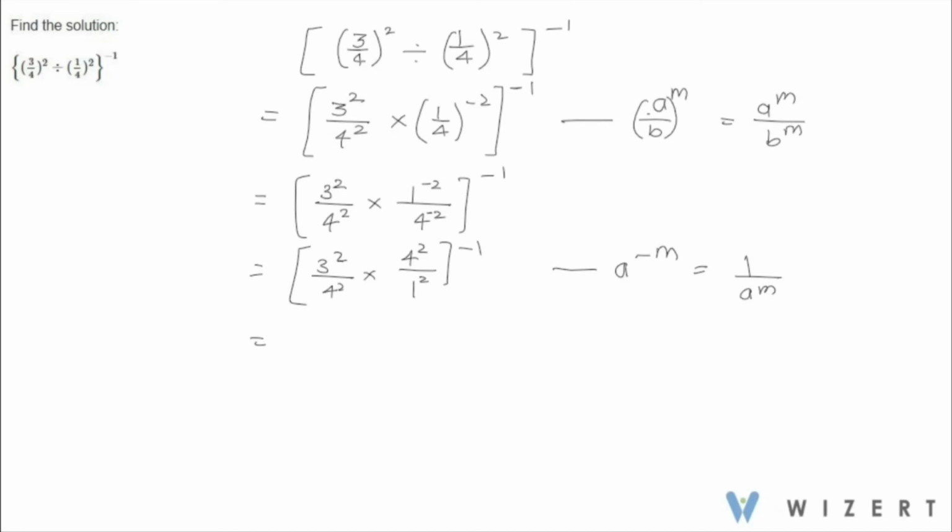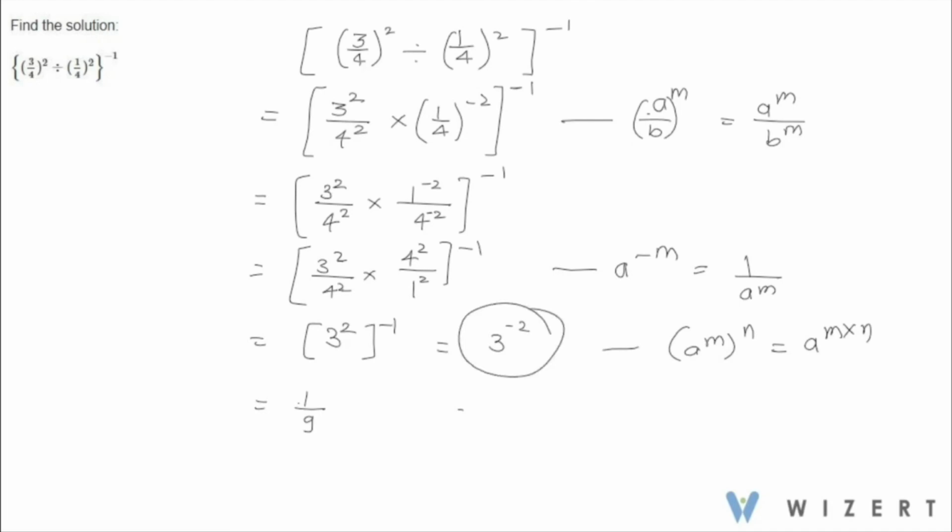So let's see, 4^2 and 4^2 cancel out and we are left with (3^2)^-1, which is equal to 3^-2. This is due to the law which says (a^m)^n is equal to a^(m times n). And we have the answer as 1 by 9 because of this law, a^-m is equal to 1 by a^m. So this will be 1 by 3^2, and 1 by 3^2 is 1 by 9. So this is the answer.